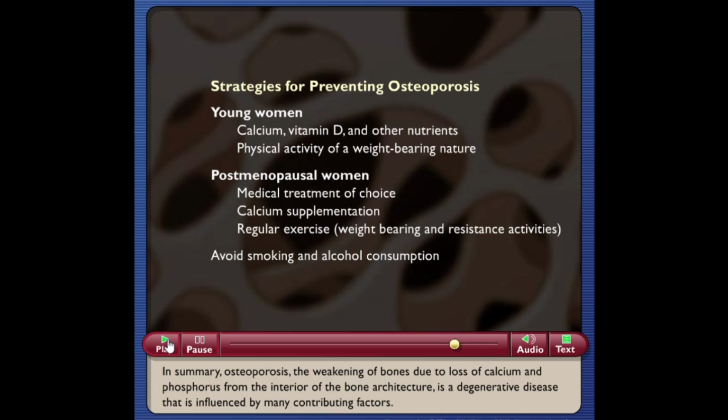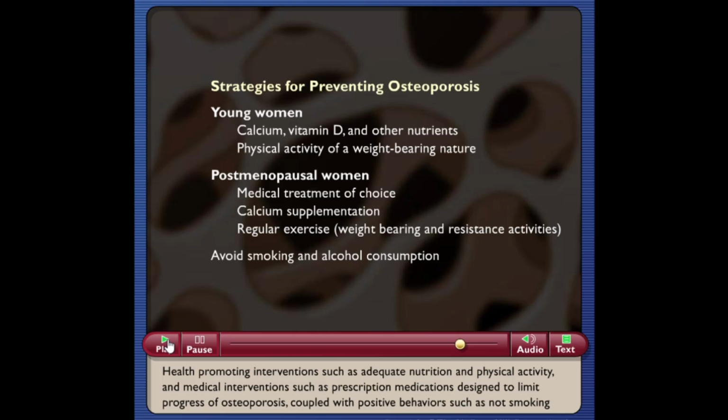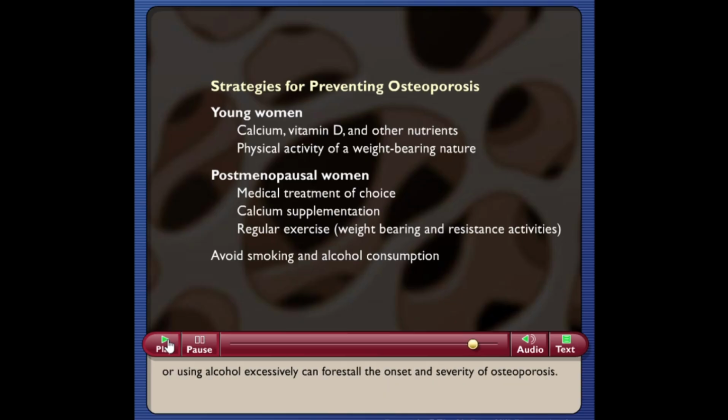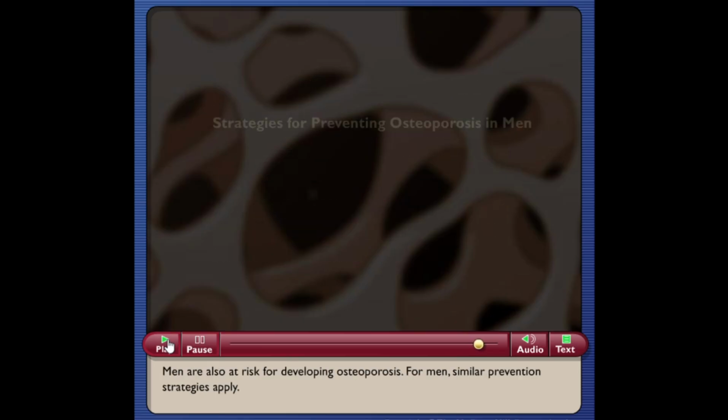Health-promoting interventions such as adequate nutrition and physical activity, and medical interventions such as prescription medications designed to limit progress of osteoporosis, coupled with positive behaviors such as not smoking or using alcohol excessively, can forestall the onset and severity of osteoporosis. Men are also at risk for developing osteoporosis.